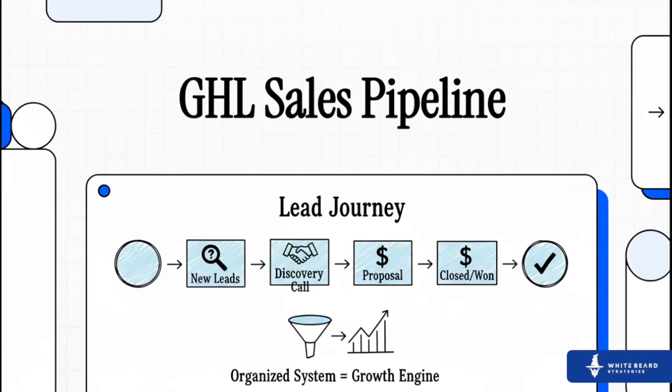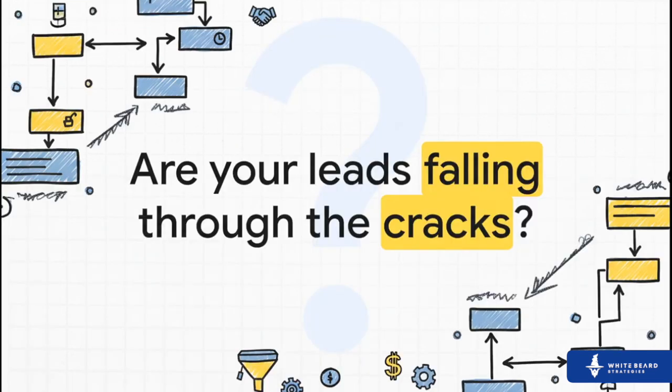Welcome to the Explainer. Today, we're jumping right into one of GoHighLevel's most powerful features, the one that can finally stop leads from ever falling through the cracks again. If you're ready to turn total lead chaos into a smooth, predictable engine for growth, you are in the right place.